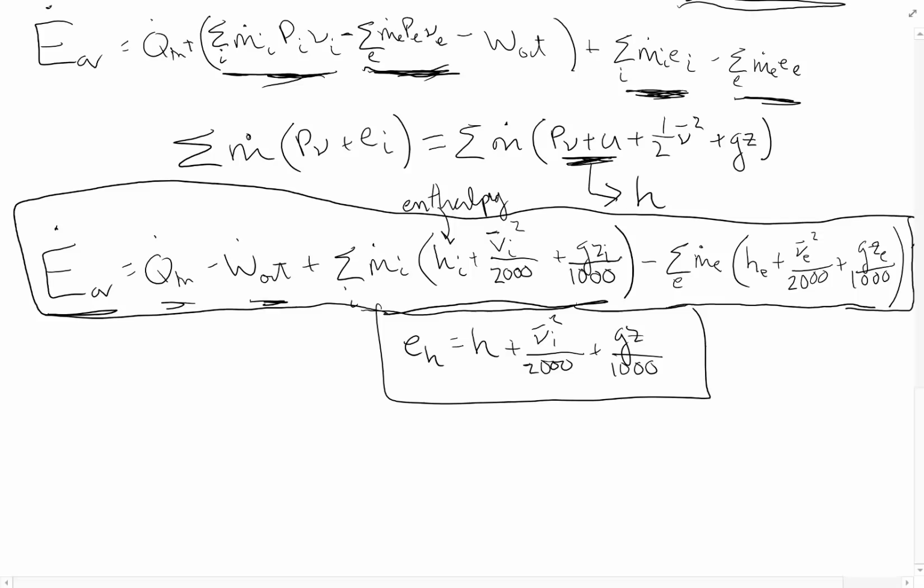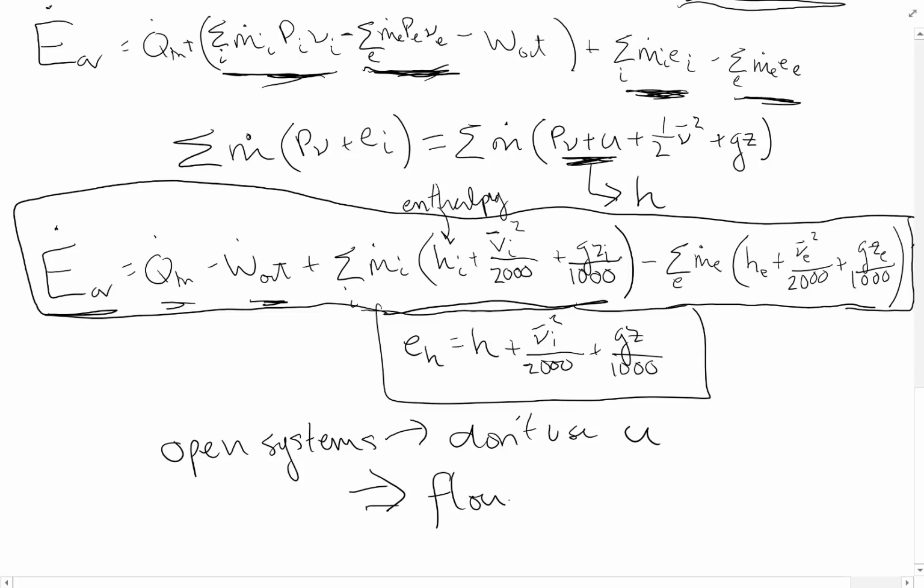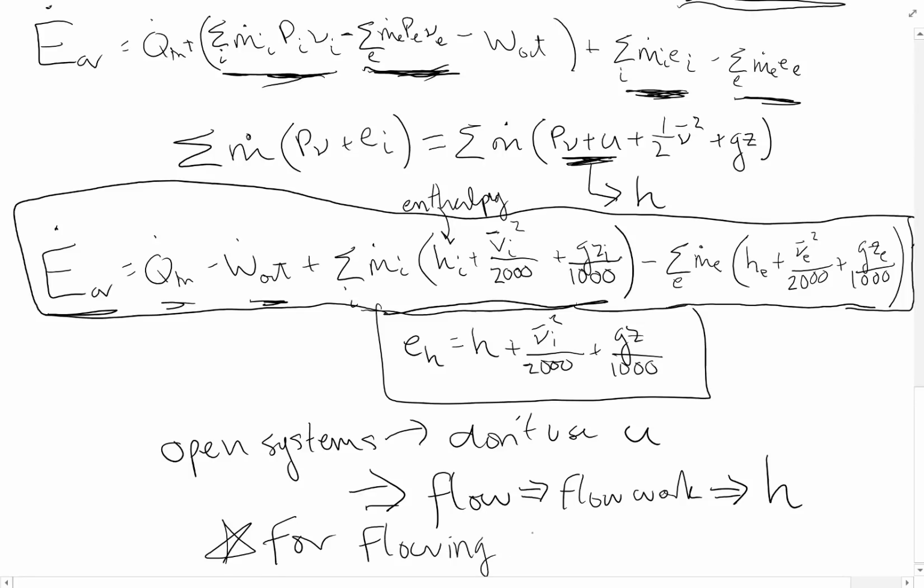So the key thing to note here is that for open systems, you don't use internal energy. And the reason for that is that if the system is open, if things are flowing through, you're going to have flow work. And if you're going to have flow work, the U is always going to turn into an H for enthalpy. So our energy balance for open systems has an H in it, which is very different than for closed systems, which had a U. And that's something to be really careful about. Anytime that you have flow, you're going to have flow work, and you're going to use it always for flowing fluids.